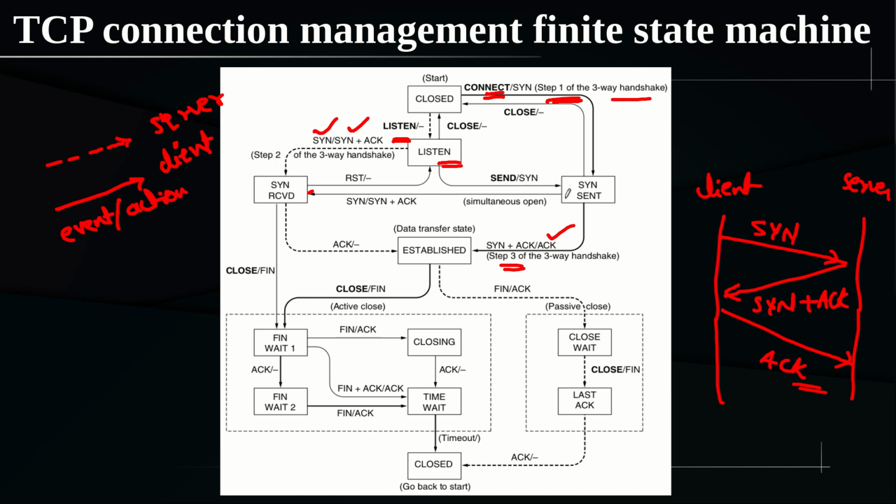Now at this client side, the client already sent that SYN packet and it is in the SYN send state. So as soon as it is getting the SYN plus acknowledgement from the server, it will be sending an acknowledgement back to the server, this acknowledgement. So that is the third step of three-way handshake, and that is the point, the connection established.